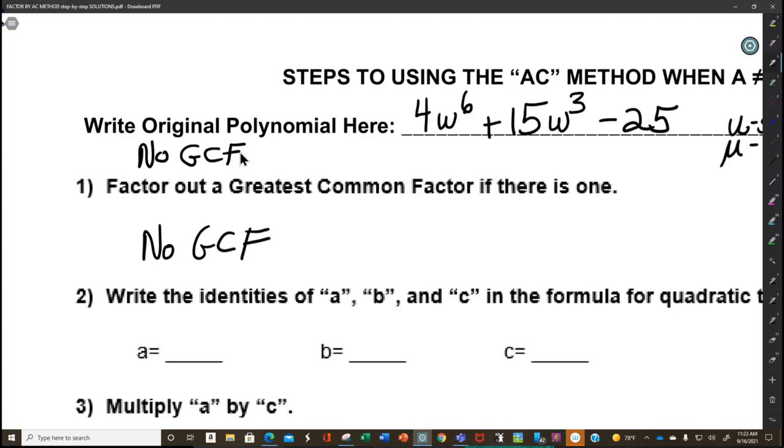Okay, now, this kind of problem needs a step 1.5. So I'm going to make it right here. Step 1.5. Sounds like an upgrade. AC method 1.5.